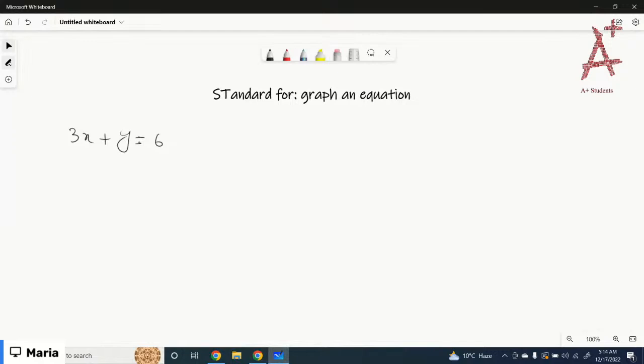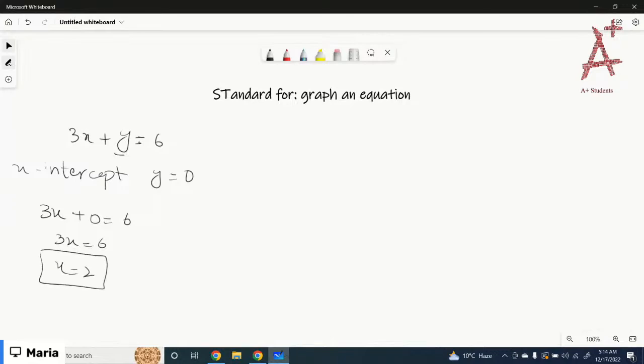Okay. So let's just find the x-intercepts and the y-intercepts of the equation. So for the x-intercept we replace y equals 0. Got it? Just replace the y with 0. It would be then 3x plus 0 equals 6. 3x equals 6. Divide both sides by 3. So it would be then x equals 2.